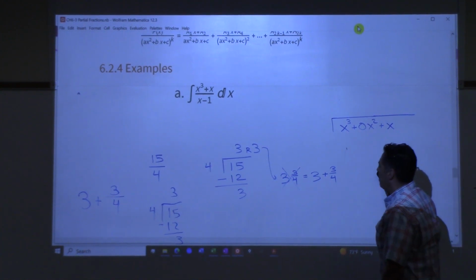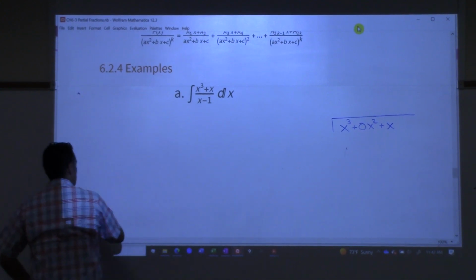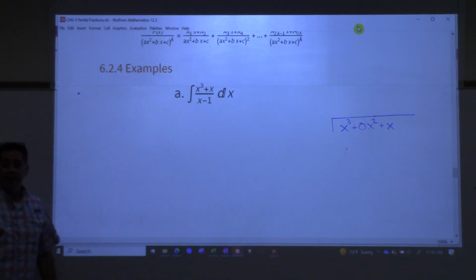Now I've put a 0x squared there to keep track of positions of things, because when I multiply things through, I might get an x squared to pop out, and I need a place to put it.